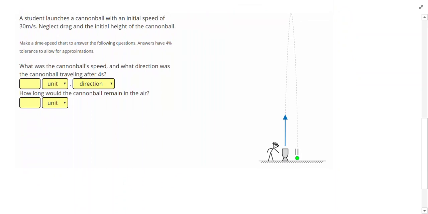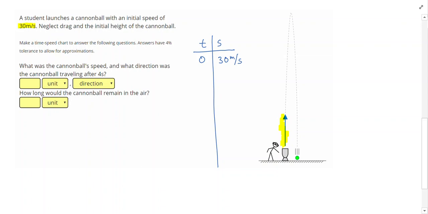In our next problem, a student launches a cannonball upwards with an initial speed of 30 meters per second. Neglect drag and the initial height of the cannonball. Alright, so we're going to start our time speed chart again. But this time, the start of the problem is when the ball leaves the cannon. So right here is our initial time, and our speed is 30 meters per second upward.